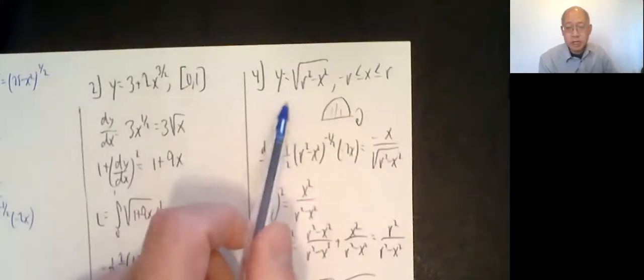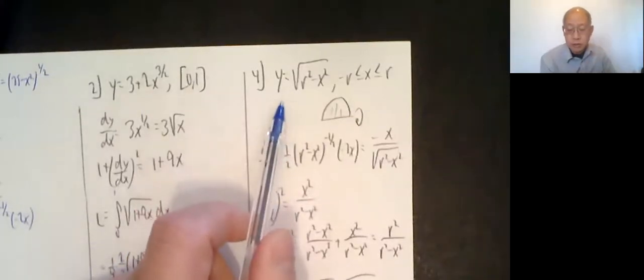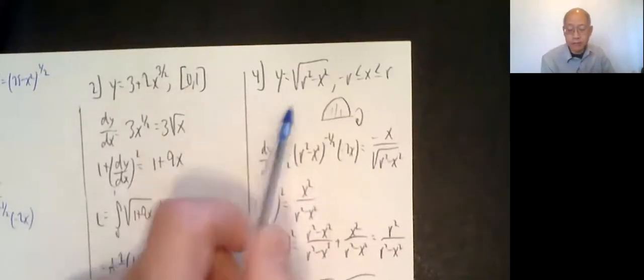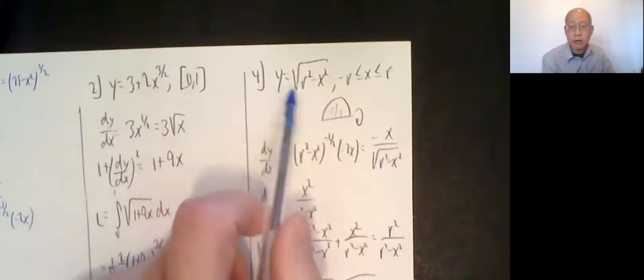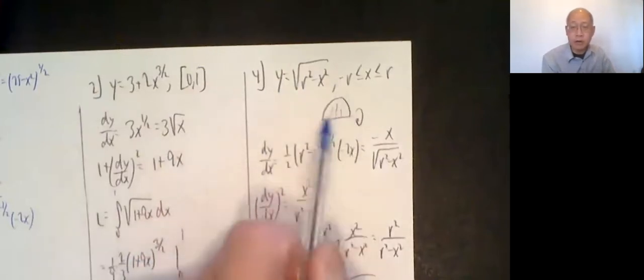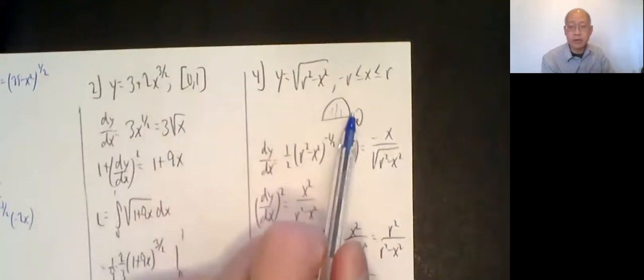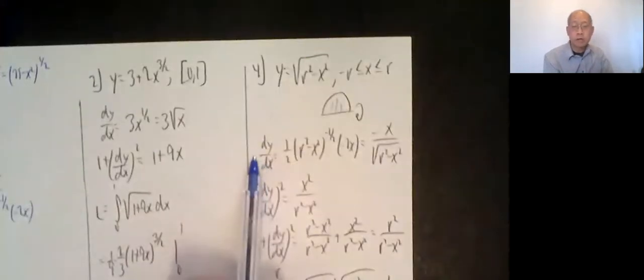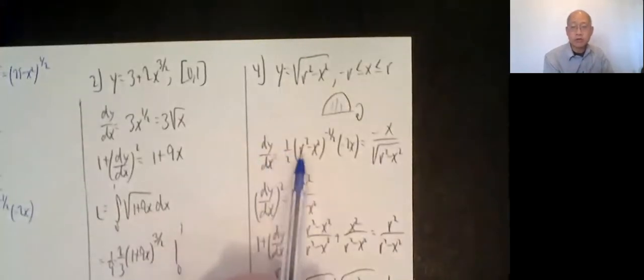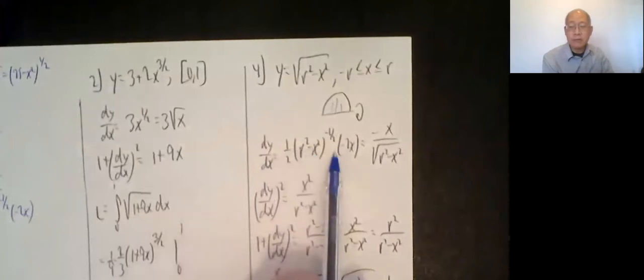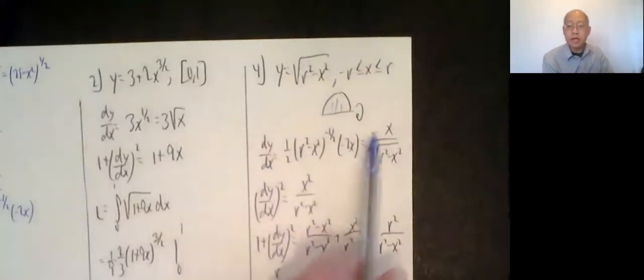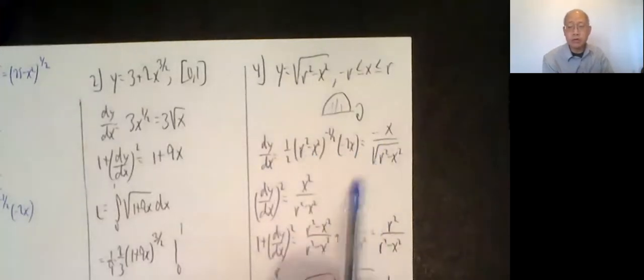Number 4, pretty much just like the quiz question before. You're supposed to get the formula for the surface area of a sphere. So y equals radical r squared minus x squared from negative r to r. Picture looks something like this. Spin it about the x-axis, we get a sphere. So dy dx is 1/2 r squared minus x squared to the negative half times negative 2x. Negative x over radical r squared minus x squared.